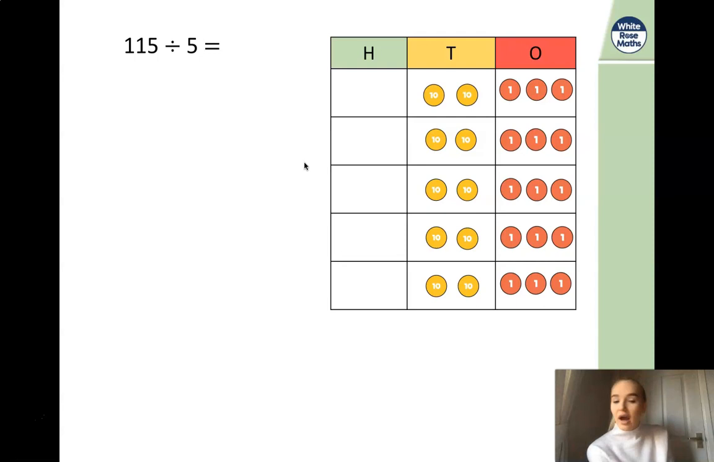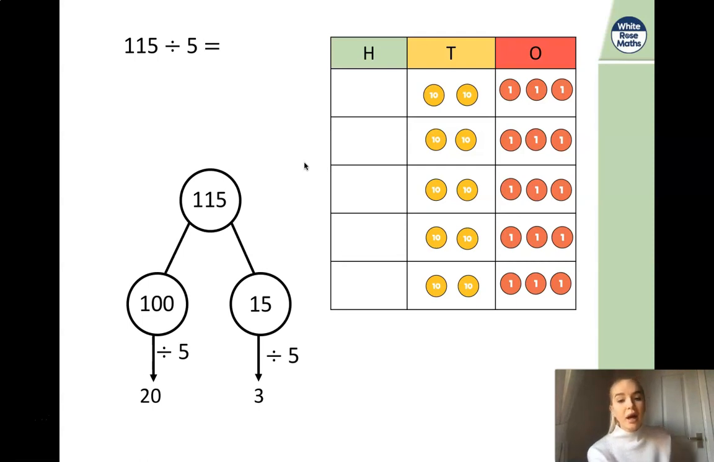So I can see that I have no hundreds, 2 tens and 3 ones. And I have partitioned the number 115 in this example into 100. I've got 10 tens in my row of 10, which makes 100. Divide that by 5, giving me 2 tens in each row.